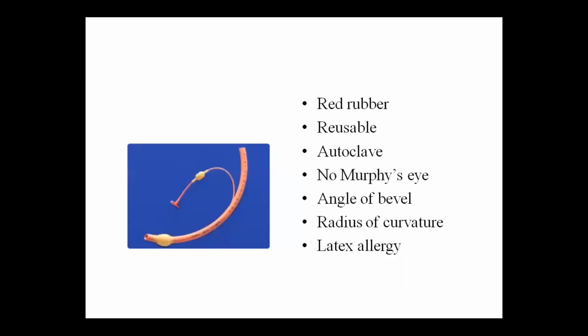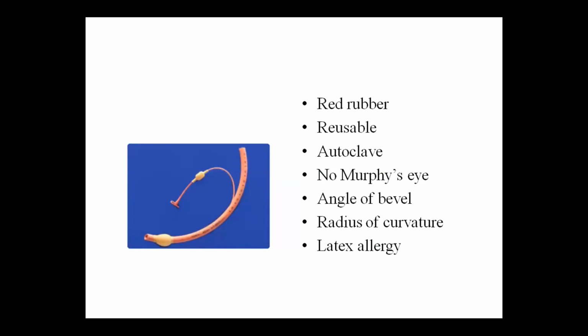Now, another tube very commonly seen on the table is the red rubber tube. Why is it called red rubber? Because it is made of India rubber that is red in color. These are reusable, autoclavable, and there is no Murphy eye in them. The angle of the bevel is the same, around 30 degrees in this. I forgot to mention the radius of curvature.